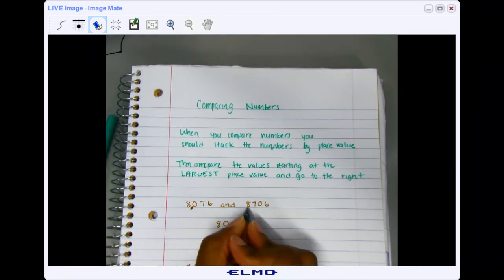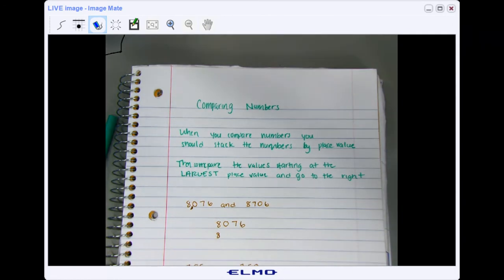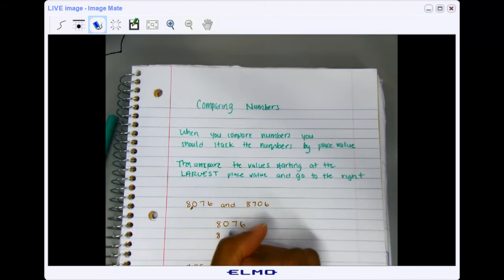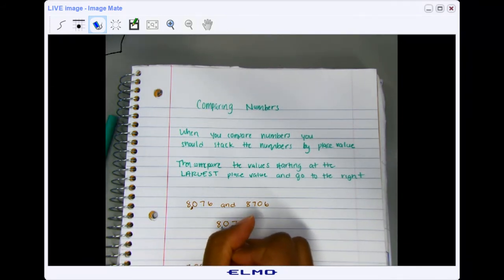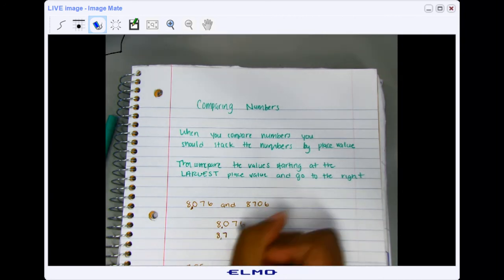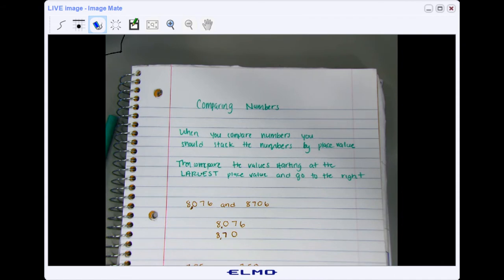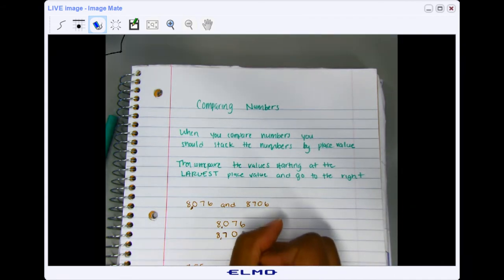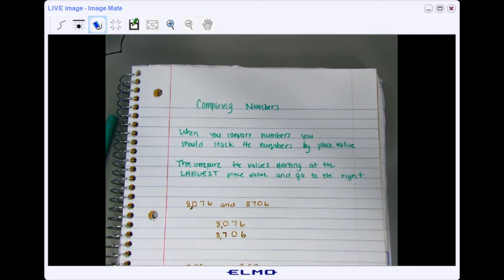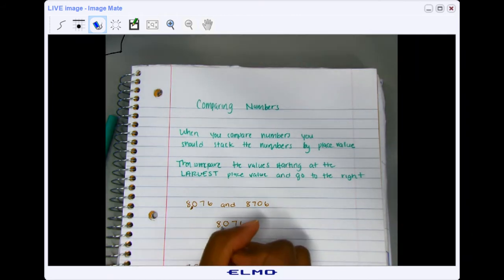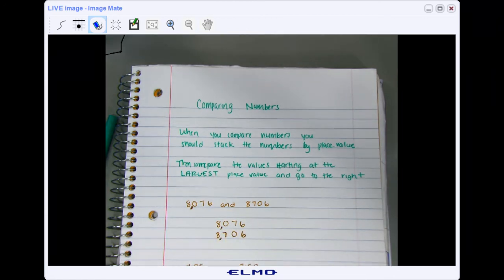So that 8 is in the thousands place, I'm going to make sure I put it under the other 8 in the thousands place. The 7 is in the hundreds place, so I'm going to put it under the 0 in the hundreds place. The 0 is in the tens place, so I'm going to make sure that lines up perfectly. And that 6 is in the ones place, so I'm going to put that in the ones place underneath the other 6. Now that I have these numbers lined up by place value, I can start comparing them.